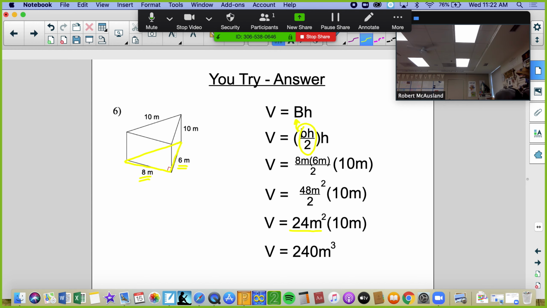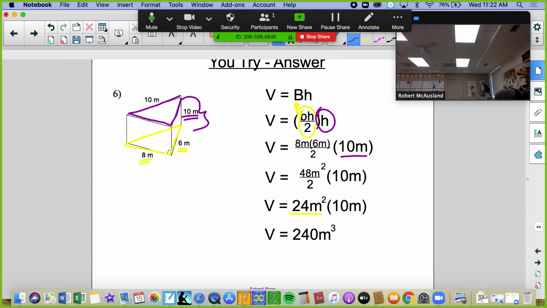And now we have to multiply it by the height of the object. The height of the object is the distance between these two triangles, which would be that distance, 10 meters. So my height of the object is going to be 10 meters, and we're going to take 10 meters times 24 meters squared and give us 240 meters cubed.